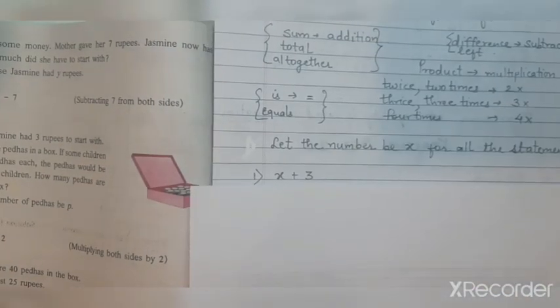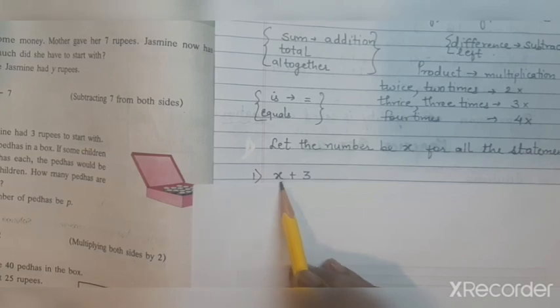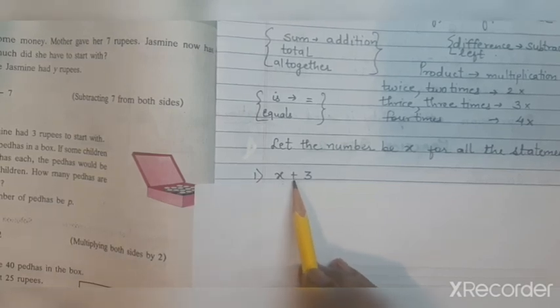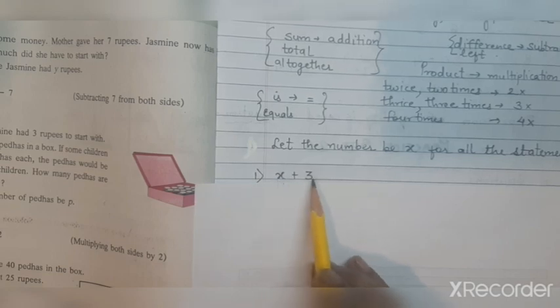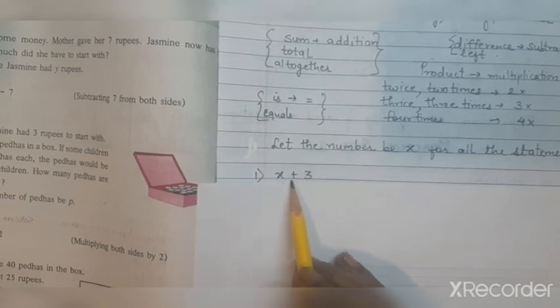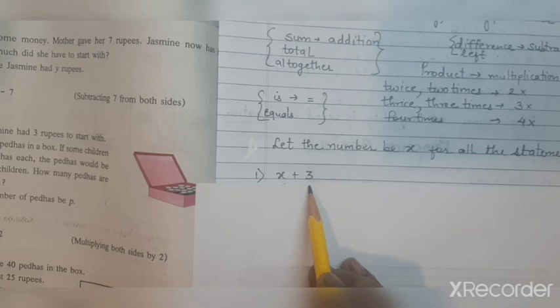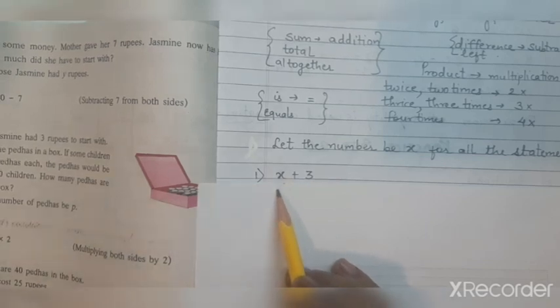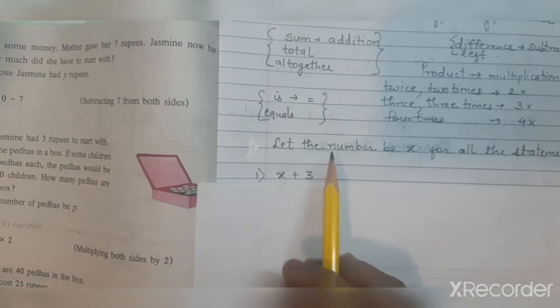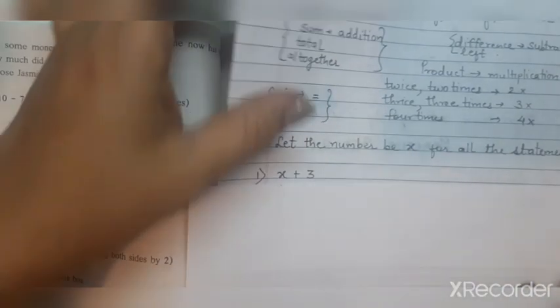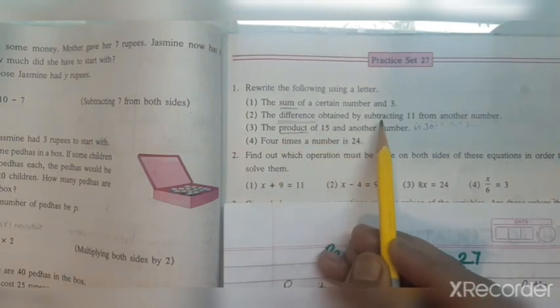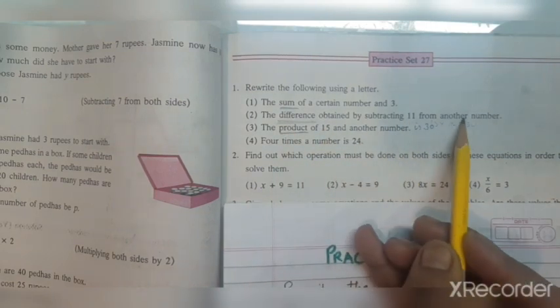Okay, so what will be our answer? Here we have considered the certain number as x. So it is the sum of a certain number and 3, the addition of any number and 3. Here we have considered the number as x, any variable. You can take any alphabet. Okay, the second one is the difference obtained by subtracting 11 from another number.